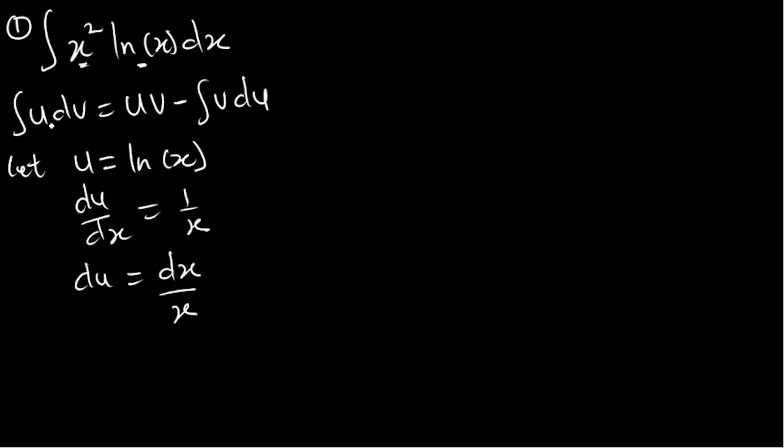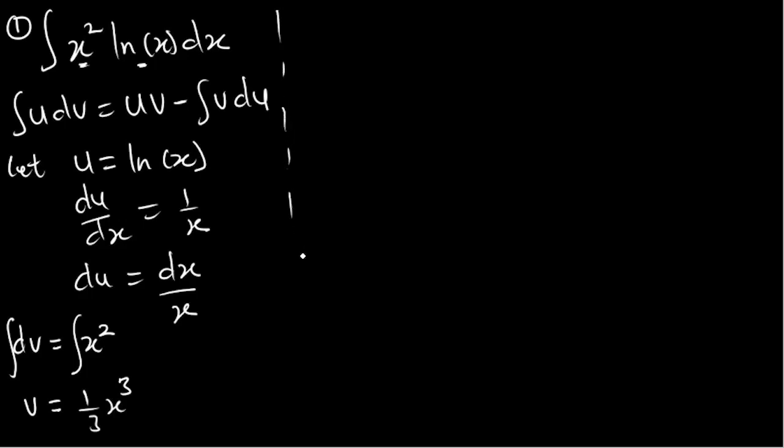Now let's go to dv. Our dv will be the polynomial part, which will be x square. So you have here x square as the dv. To obtain the v, you integrate dv. Integrating x square, you remain with 1 over 3 x cube, or 1 over 3 x raised to 3. So here we have the u, we have the v, we have the dv, and you have the du.